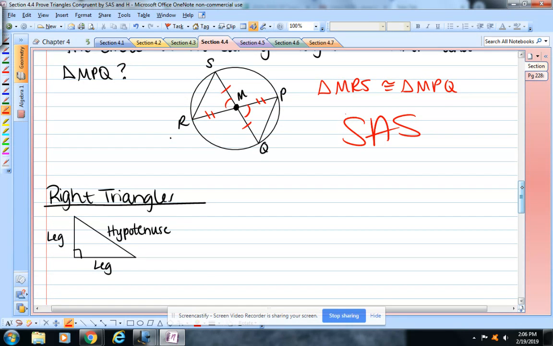All right. Let's talk about right triangles for a second. What do we know about a right triangle? It has to have a what? A 90-degree angle. One of the angles has to be 90 degrees, okay?